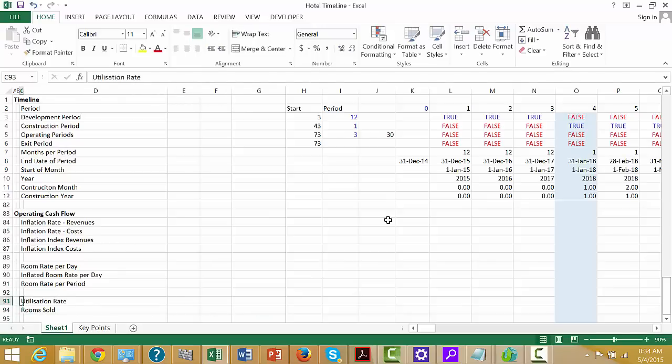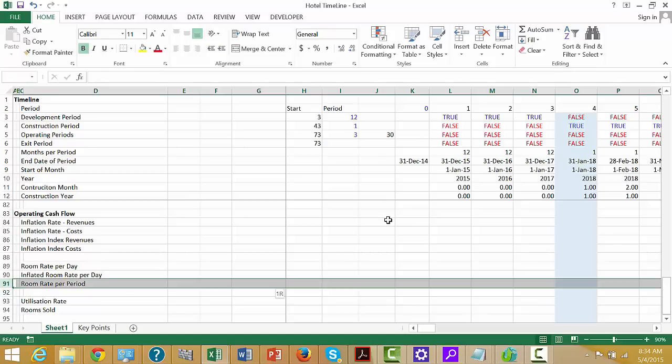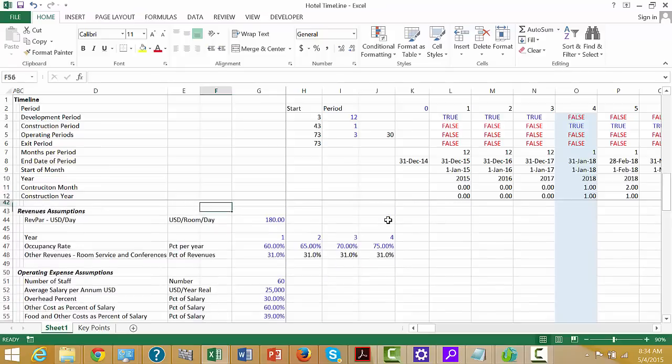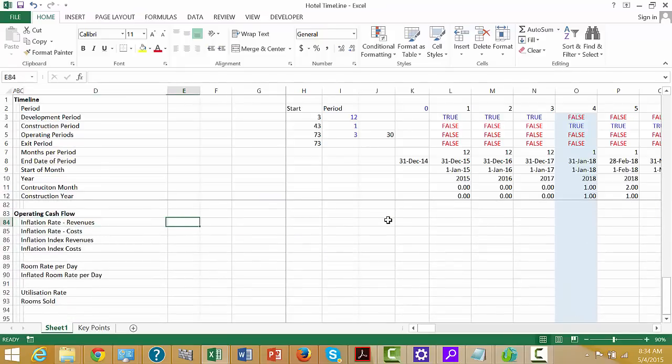And we better be really careful. So if I put rooms sold, I'm going to multiply that by the number of days. So where did we put our index? Inflation. Okay. And then we put an index, and then we put our room rate per day as USD per day.